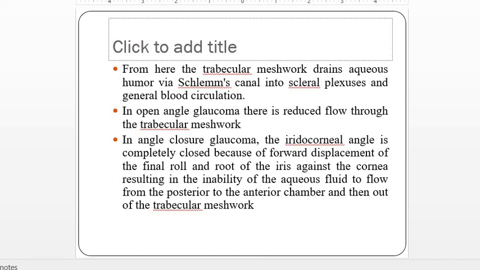In angle-closure glaucoma, the iridocorneal angle is completely closed because of forward displacement of the root of the iris against the cornea, resulting in the inability of the aqueous fluid to flow from the posterior to the anterior chamber and then out of the trabecular meshwork. So basically, in angle-closure glaucoma, the iridocorneal angle gets decreased, due to which the aqueous humor cannot flow out from the posterior to the anterior chamber and then out of the trabecular meshwork, so the intraocular pressure increases.